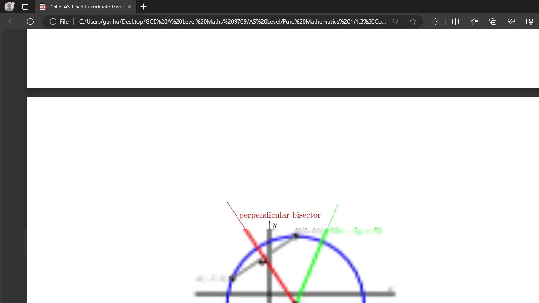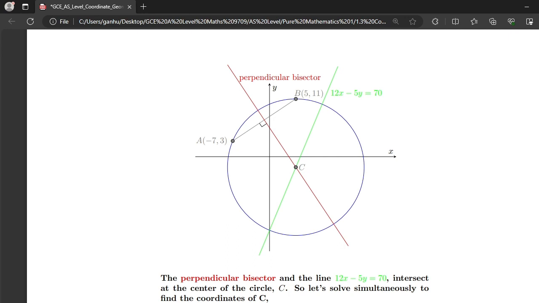Okay, so as always, let's start by sketching a diagram of our problem, and this is the diagram. So we have our perpendicular bisector drawn in red and our line joining points A and B. Then we also have the line 12x minus 5y equals 70, which passes through the center. So we can tell that the perpendicular bisector and the line 12x minus 5y equals 70 both pass through the center.